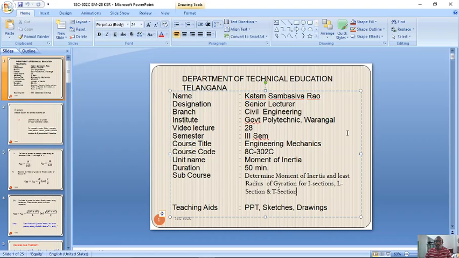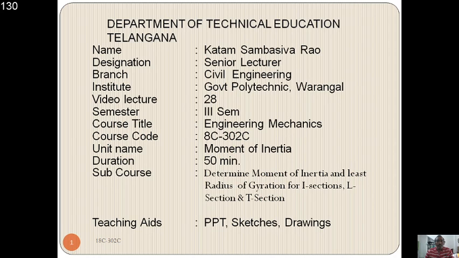In this session, we are going to learn how to determine the least radius of gyration for I sections, L sections and T sections. For this, we require the preliminary information regarding what the moment of inertia is and what the radius of gyration is. In the earlier sessions, we discussed a lot about these definitions, and for simple regular sections like rectangular and circular sections we did problems on that.